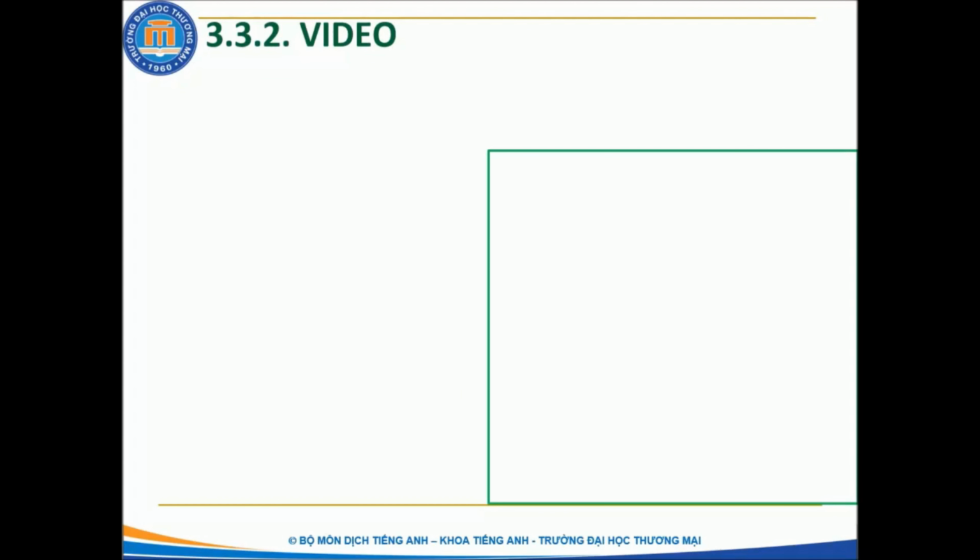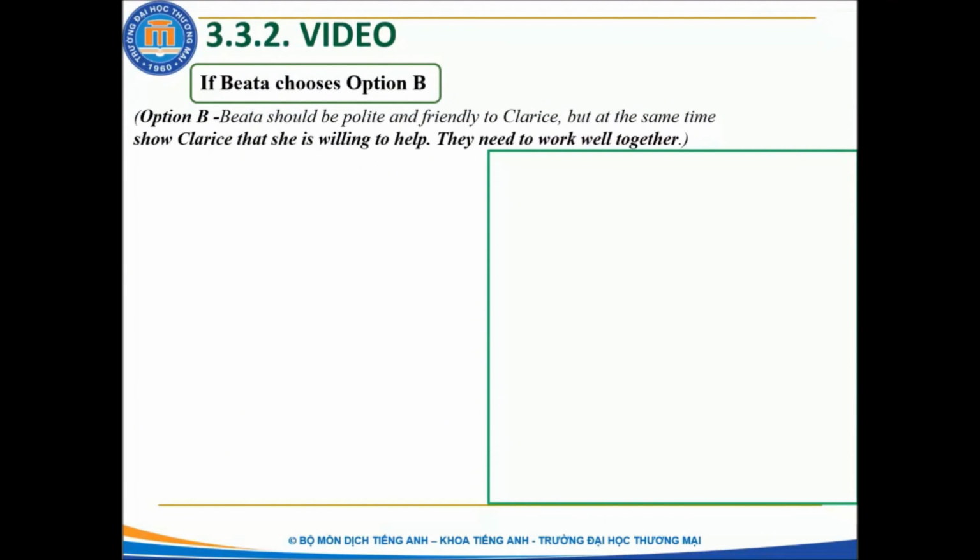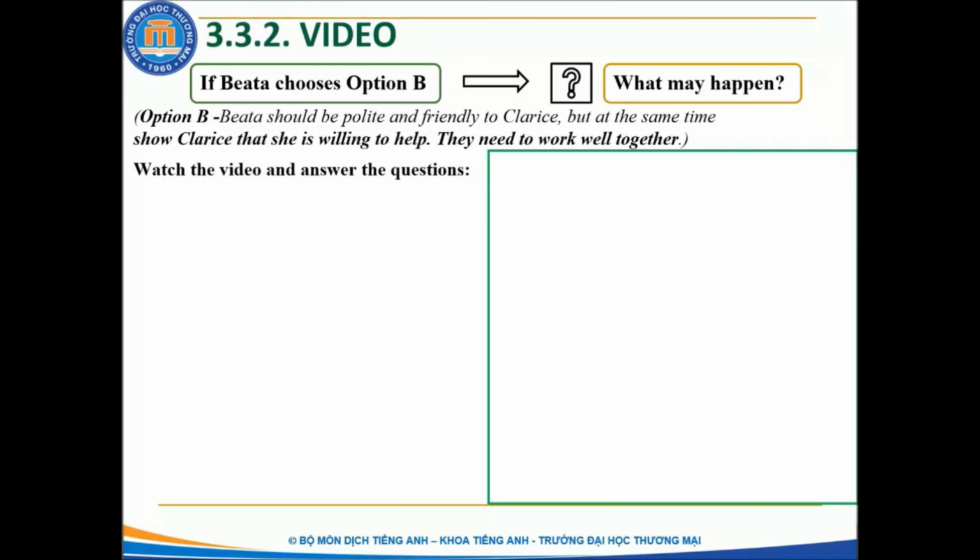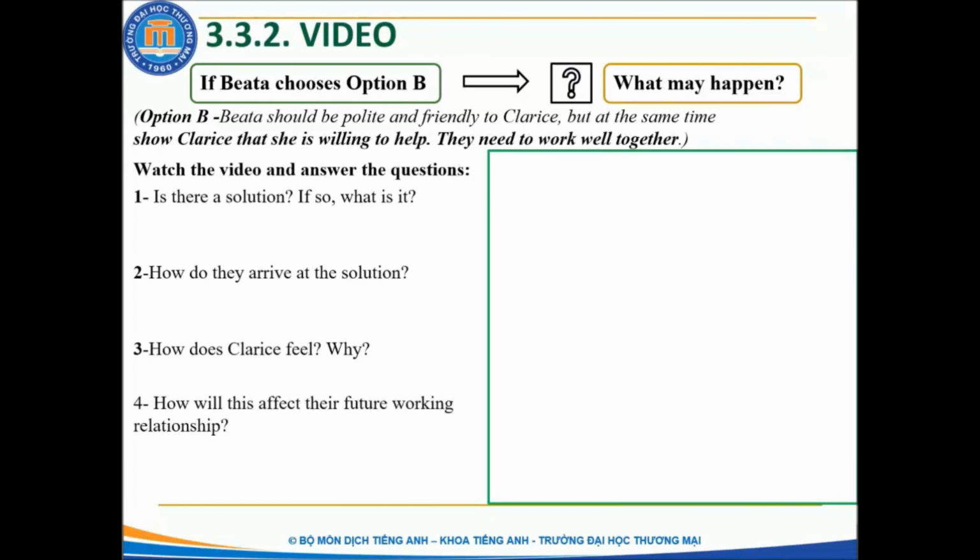Alright, so we move on to option B. So if Bianca chooses option B, that she shows Caris that she's willing to help and they need to work well together. So what may happen? So please watch the video option B and answer the 4 questions below.